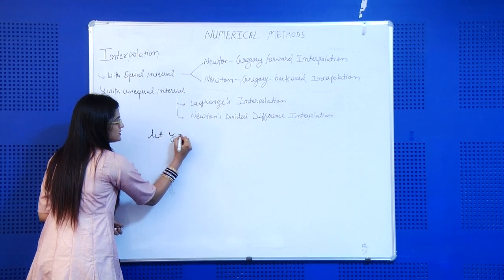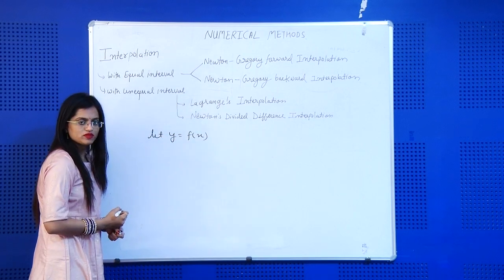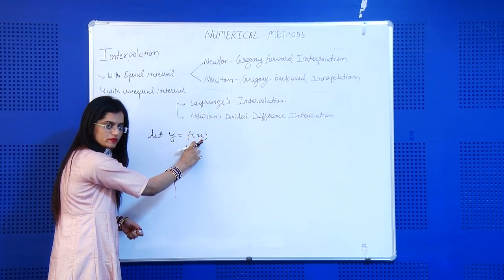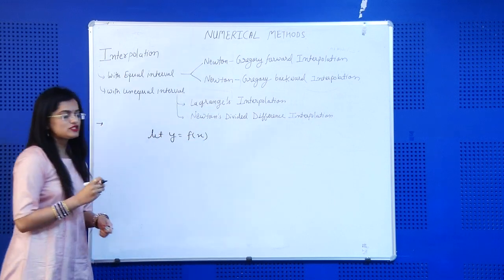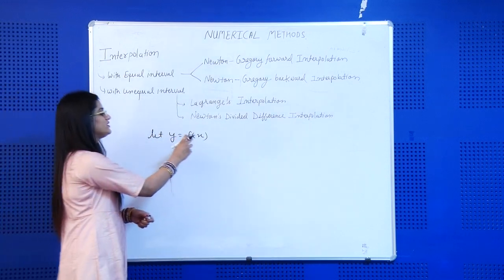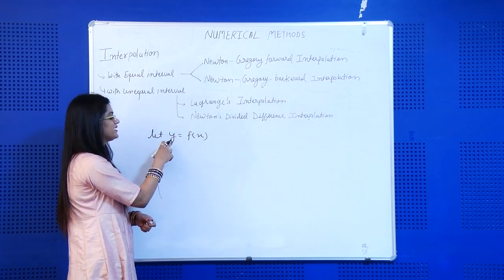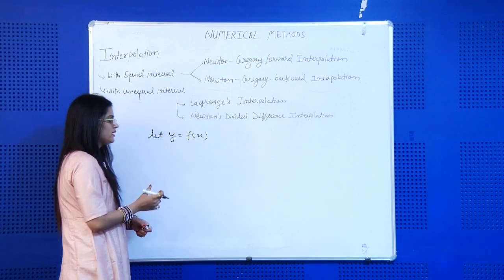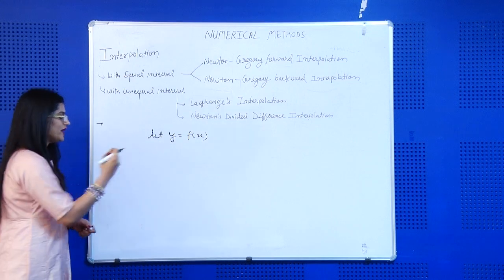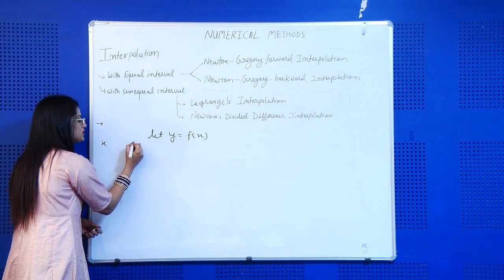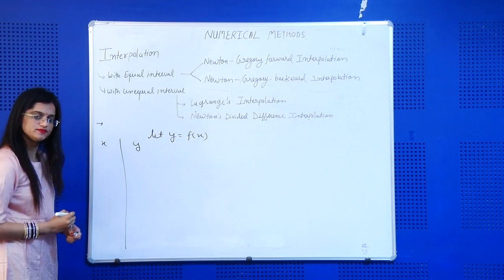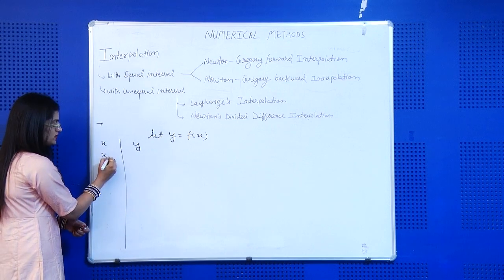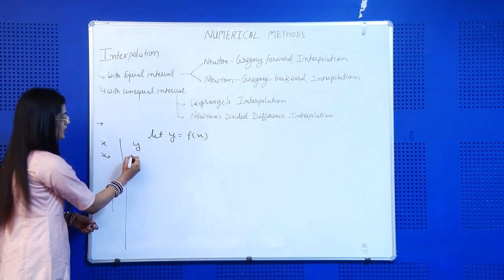Let y equals f of x be my function, where y depends on x, and x is the independent variable. If I put in some situation, I get different values of x, and correspondingly I get different values of y. So basically this is the relation between x and y. If I want to tabulate the values of x and y, my table contains the x and y columns. My first value of x is x naught, then the corresponding value of y is y naught.